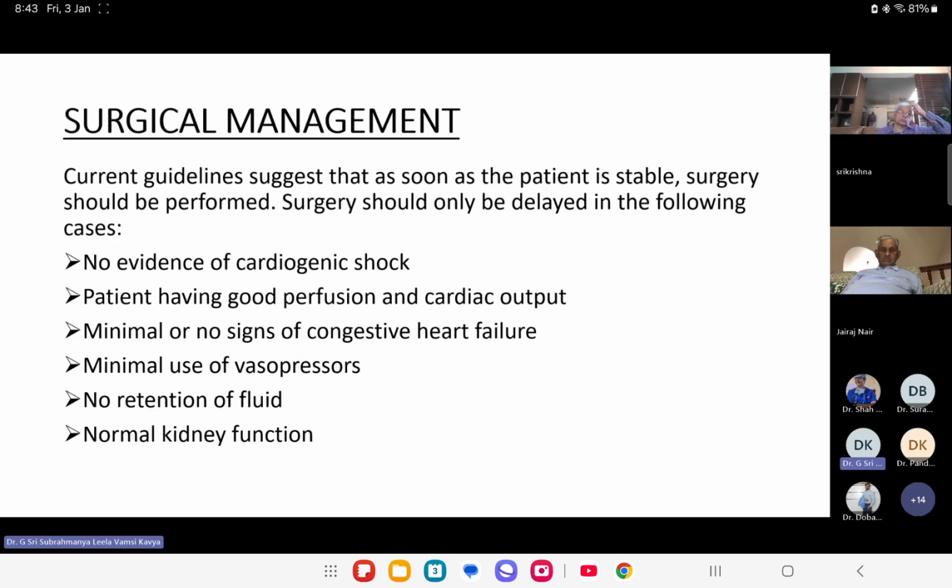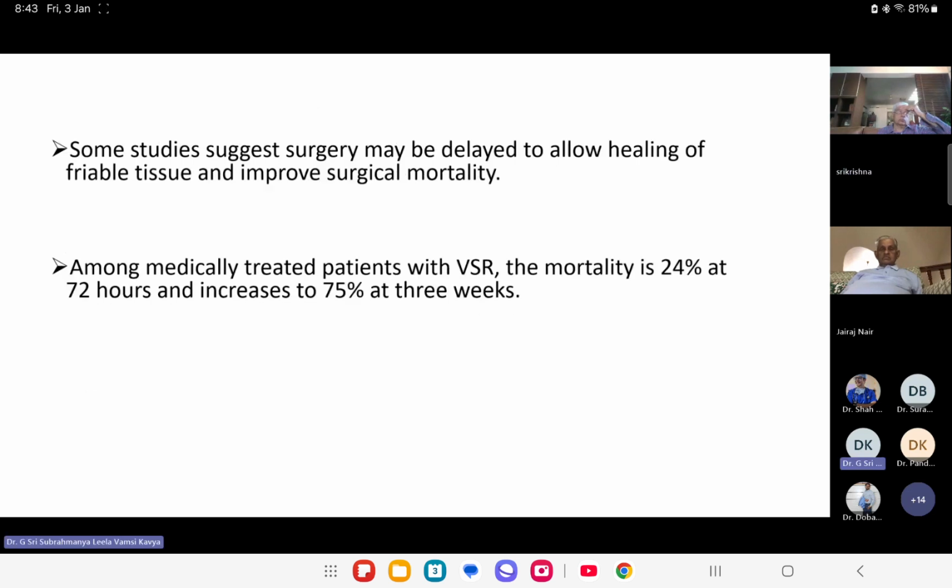Surgical management. Current guidelines suggest that as soon as the patient is stable, surgery should be performed. Surgery should only be delayed in the following cases: when there is no evidence of cardiogenic shock, the patient has good perfusion and cardiac output, minimal or no signs of congestive heart failure, minimal use of vasopressors, no retention of fluid, and normal kidney function. Some studies suggest surgery may be delayed to allow healing of friable tissue and improve surgical mortality. Among medically treated patients with VSR, the mortality is 24% at 72 hours and increases to 75% at 3 weeks.